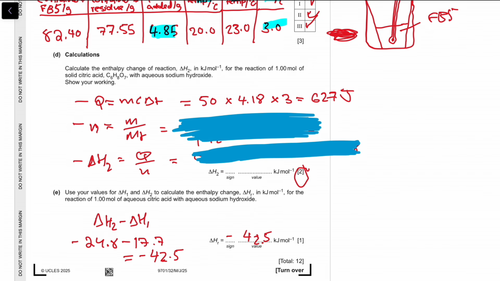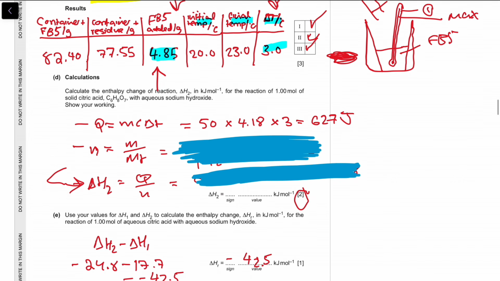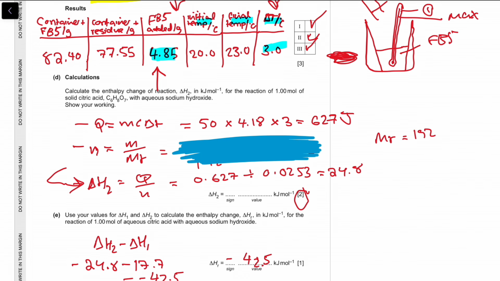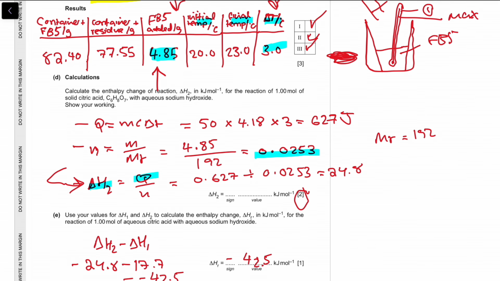Then we want to calculate the number of moles so we can calculate our enthalpy change. So mass divided by Mr. According to me, we had added 4.85 grams, divided by our Mr, which we know to be previously 192. Sorry, I revealed the wrong one. And then we get this number of moles. So then for the enthalpy change, we need the energy change over the moles. But remember, we need to go from joules to kilojoules. So we have to divide by 1,000 to end up from 627 to 0.627 divided by our number of moles to give us 24.8. Is this positive or negative?